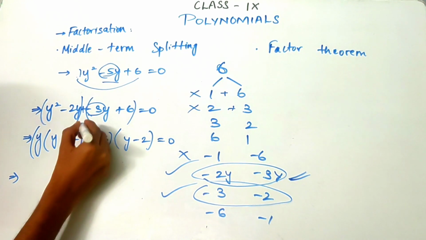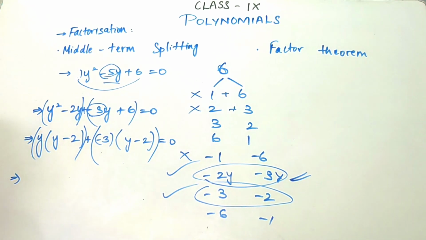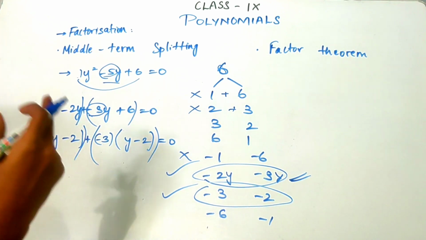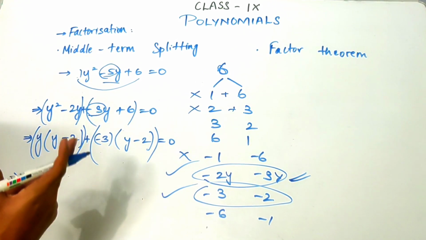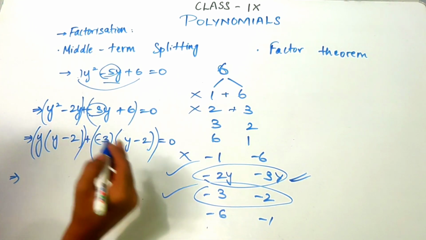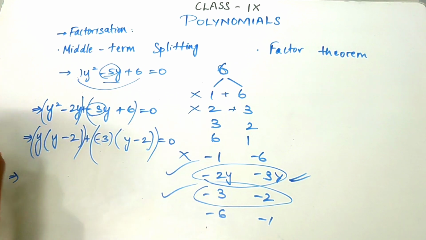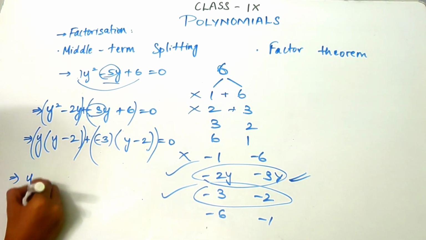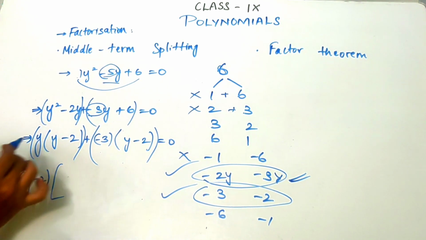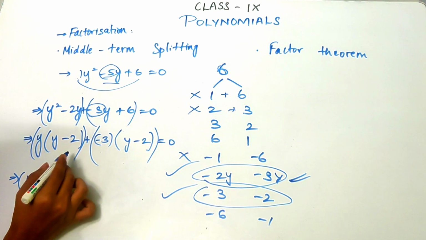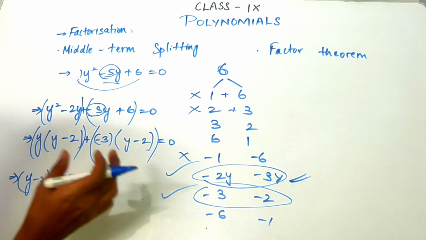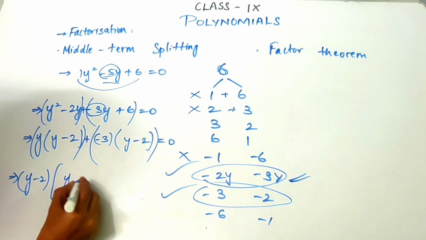Well, these are the two terms over here. Now what you do is take common again. So y times y minus 2 plus minus 3 times y minus 2 equal to 0. What is the common over here? Y minus 2 is the common. Well, take y minus 2 outside because it is common in both these terms. So y minus 2 times, now when you take y minus 2 outside from y times y minus 2, you will be left with y. And from minus 3 times y minus 2, when you take y minus 2 outside, you will be left with minus 3.